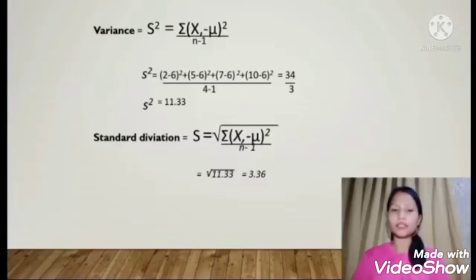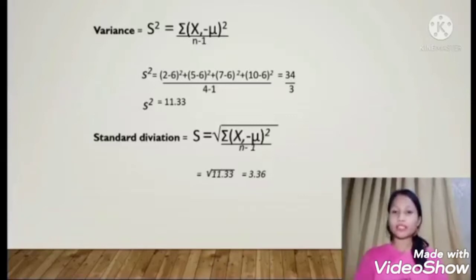So, s squared equals (2 minus 6) squared plus (5 minus 6) squared plus (7 minus 6) squared plus (10 minus 6) squared, over 4 minus 1. Why 4 minus 1? Because n is 4, minus 1. When we add it all, it is 34 over 3. So 34 divided by 3 is equal to 11.33.